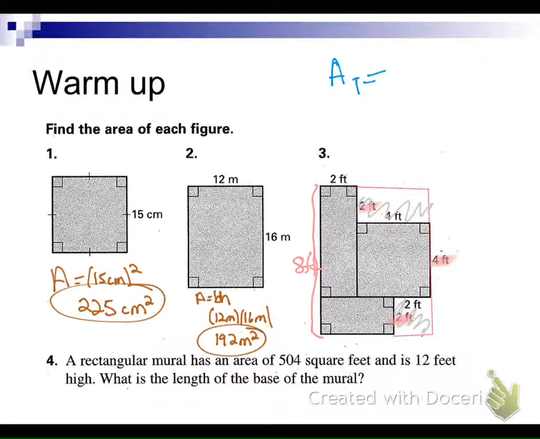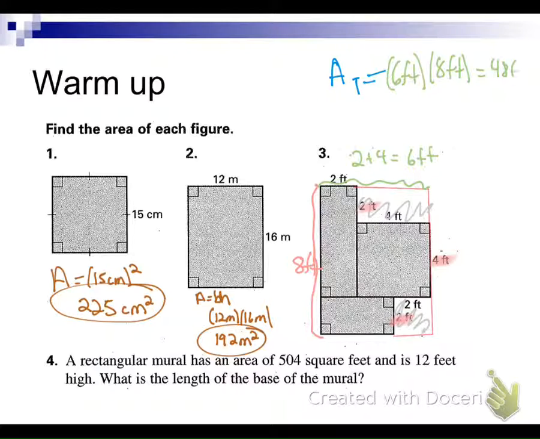Okay, and then we need to find our base. So when we do our base, we know we have a length of 2 and then a length of 4. So what's that whole thing going to be? 6. So we know this whole thing is going to be 6 because it's 2 plus 4 gives you 6 feet. Okay, so the total area is going to be your 6 feet times your 8 feet. Does anybody want to do that for us?